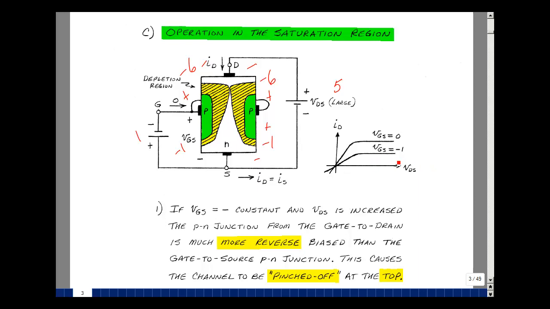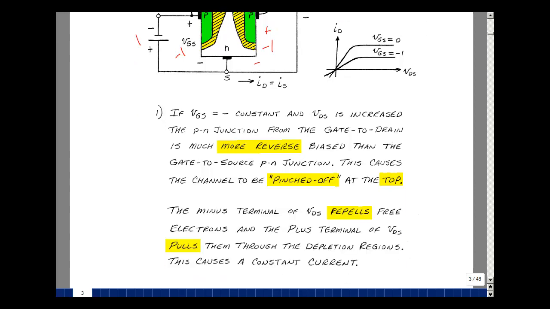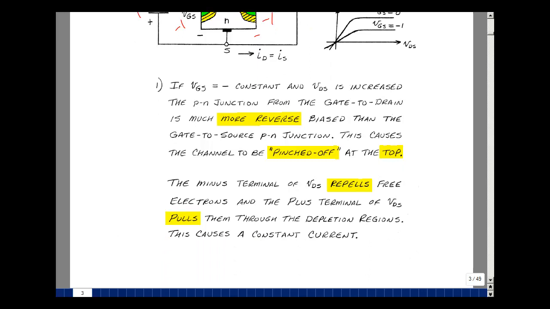To be in the saturation region, the gate to source is greater than or equal to pinch off, and the gate to drain is less than or equal to pinch off. What I just described is also here in words below. These are the characteristics of a junction field effect transistor.